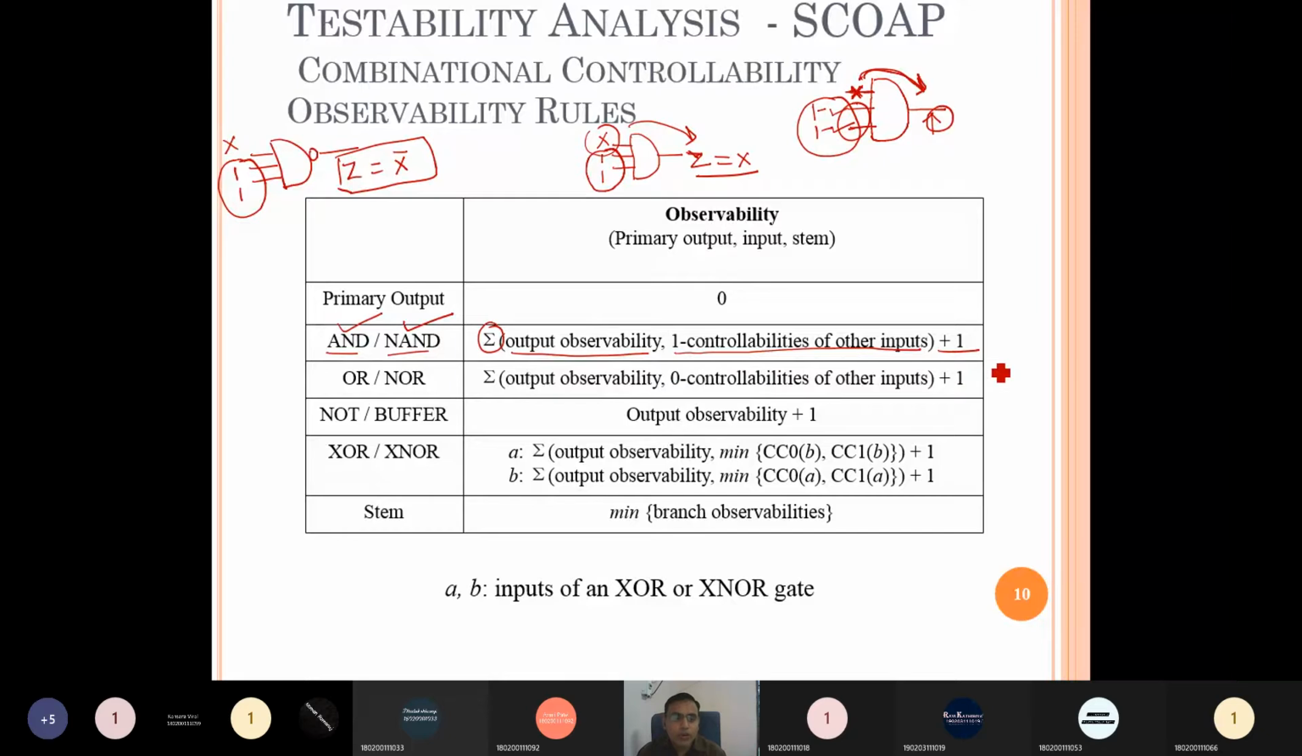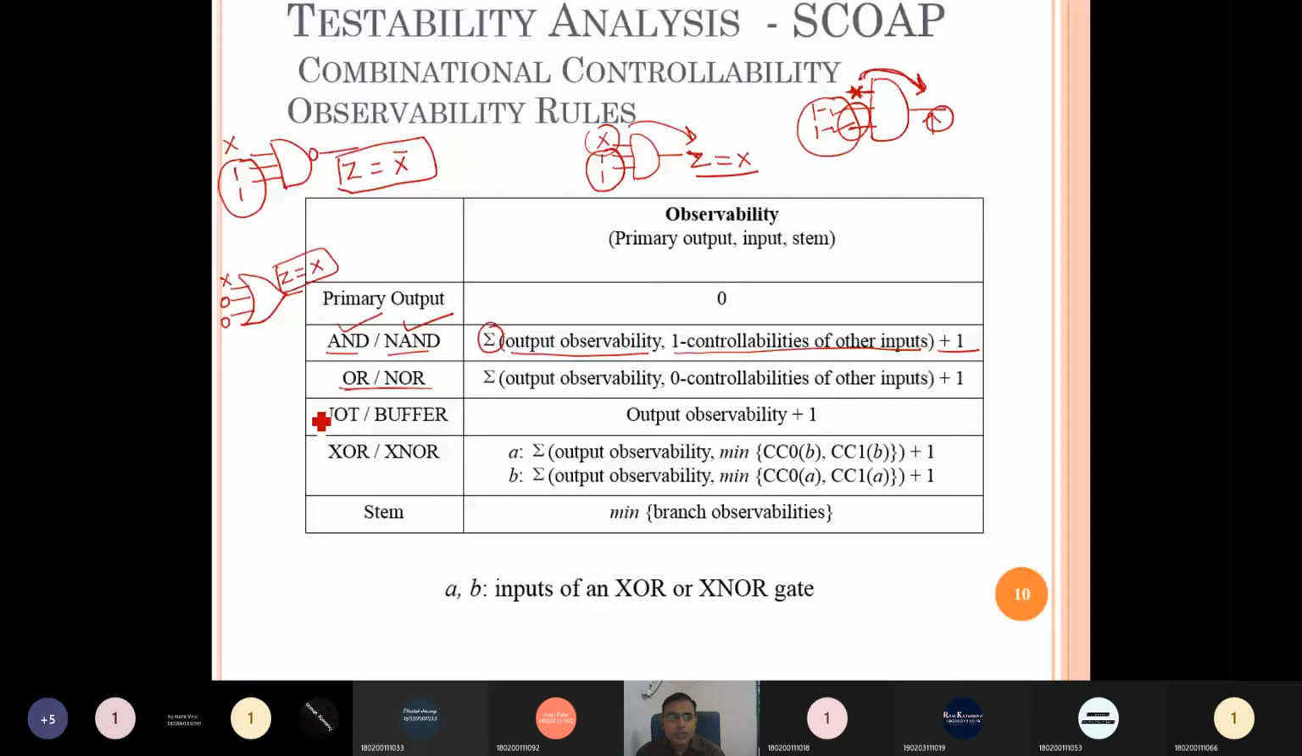Now similarly for the OR and NOR gates, if you want to observe any input of the OR gate at the primary output, or at its output line, we need to set the other inputs to 0, and then Z is equal to X. Otherwise we will not get Z equal to X.